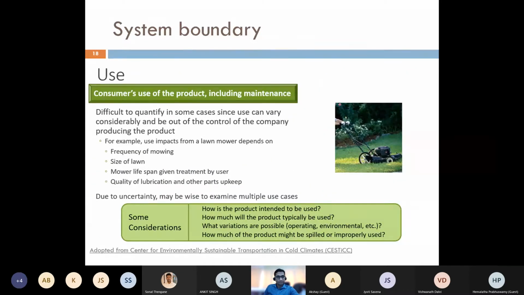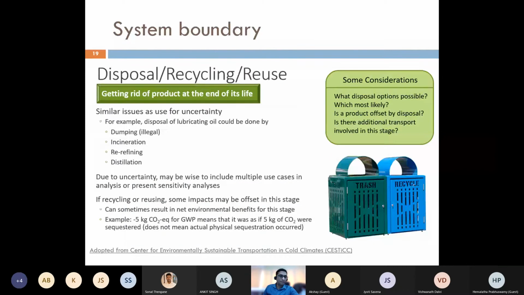Then comes the use. We can maybe skip this. And finally, we are coming to the disposal, recycling, or reuse. It depends upon us whether we want to dispose of the final products, recycle them, or reuse them. And this would have emissions associated with it as well. Like if we are dumping the product in a landfill, if it's of biomass nature, it is going to release emissions into the atmosphere.